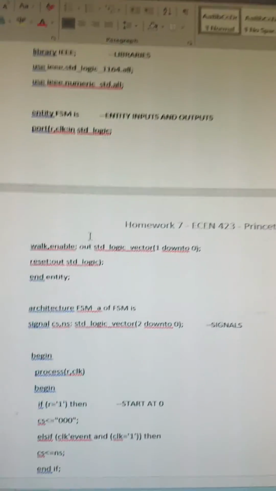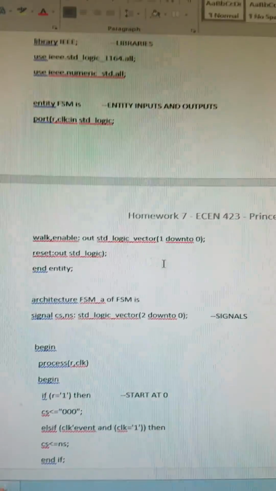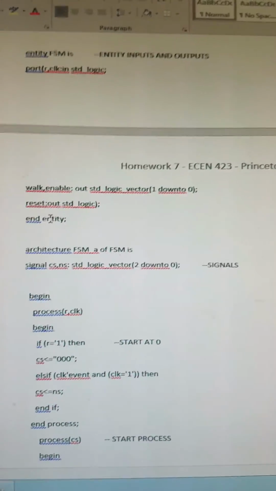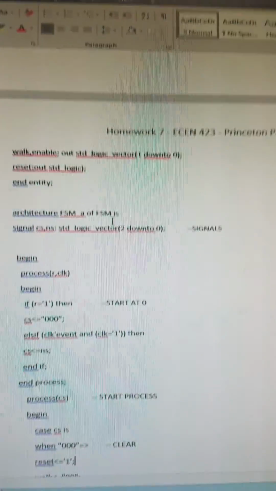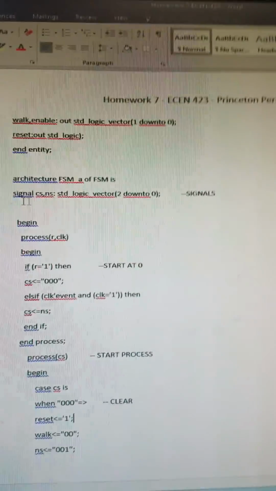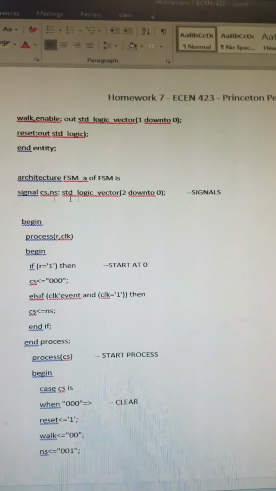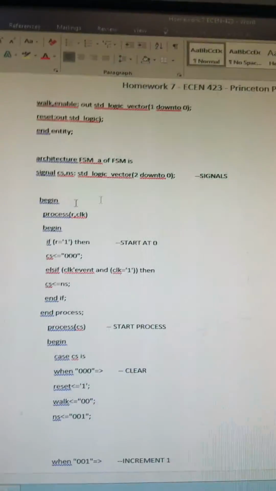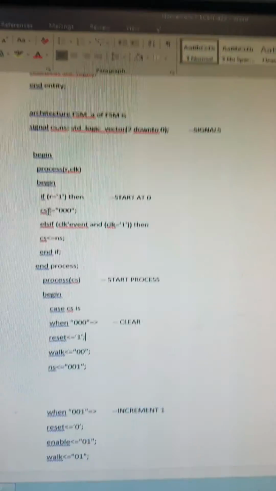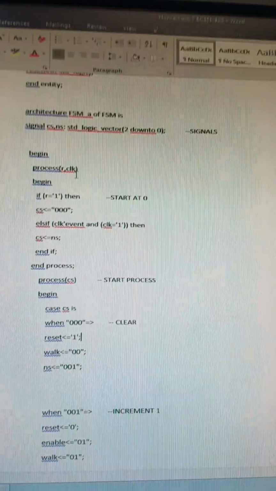with our input and output ports here, and then a reset, and then an entity. So moving on to the architecture, we have our one signal for our current state and our next state. They are 3-bit signals, and moving on down to our process.